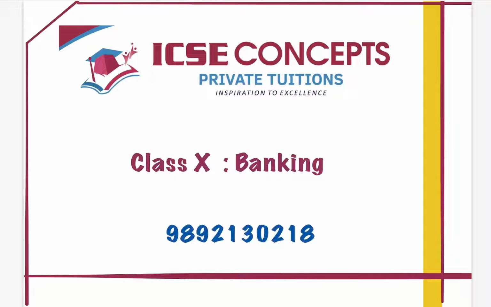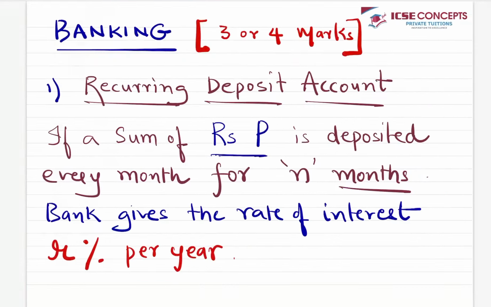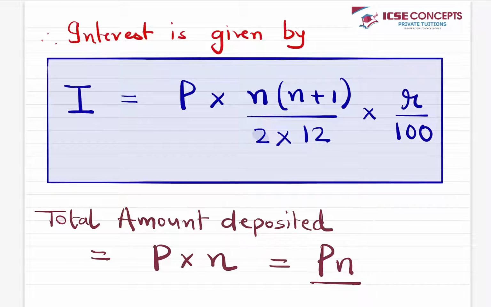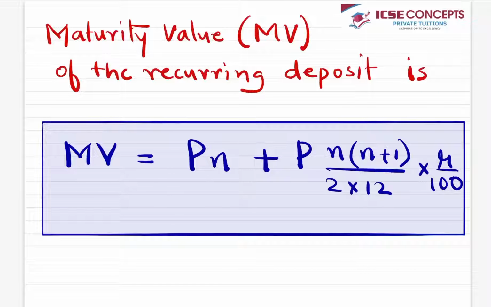This is the third lecture on banking. We solved a few more questions. The formulas I hope we had done in the last lecture. Interest is P into n(n+1)/(2 into 12) into R/100, and the maturity value is Pn plus P into n(n+1)/(2 into 12) into R/100. So we solve a few more questions today.